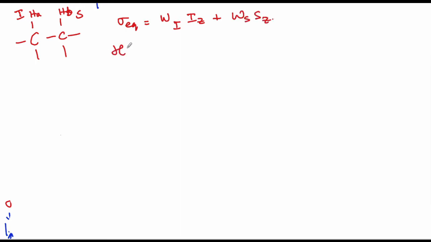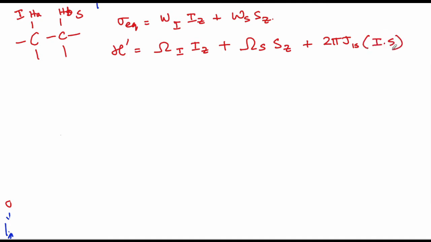And the Hamiltonian, so I'm going directly to the transformed Hamiltonian, is going to be given by capital omega I times IZ plus capital omega S times SZ plus 2 pi J IS, where JIS is the magnitude of scalar coupling, times I dot S. Let's still continue to operate in the weak coupling limit, where the magnitude of chemical shift difference between omega I and omega S is much greater than that of 2 pi J IS. So when you are operating in such a scenario, the operators here get reduced to just IZ and SZ.